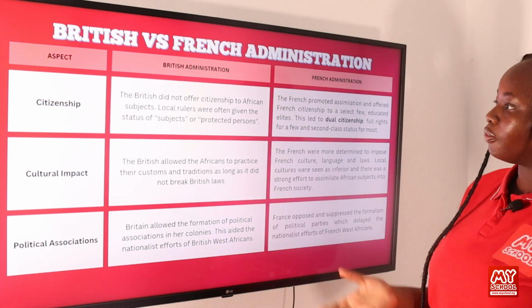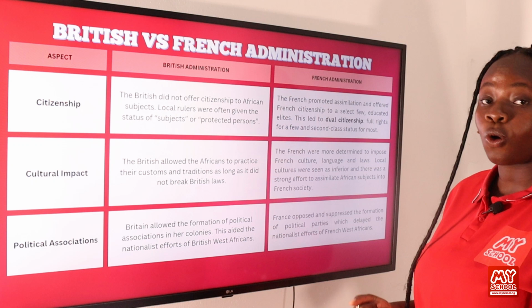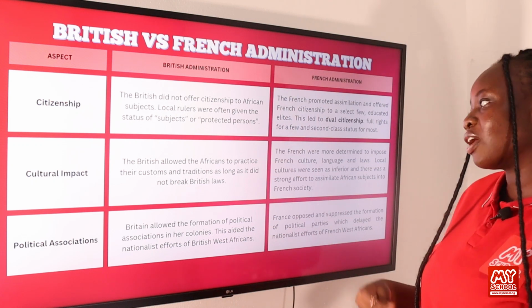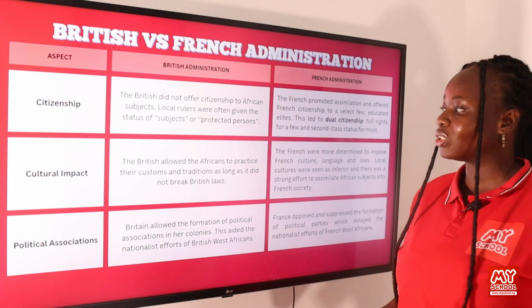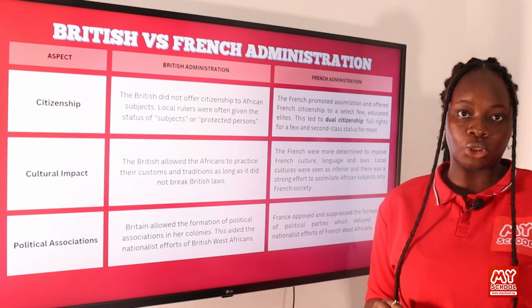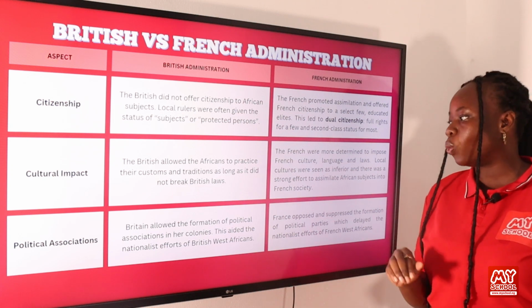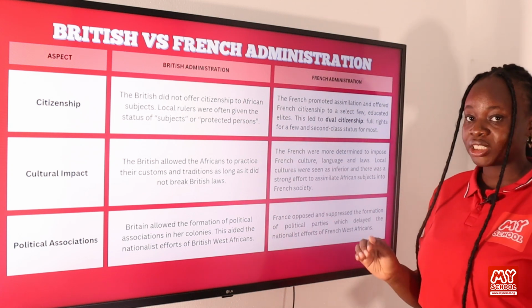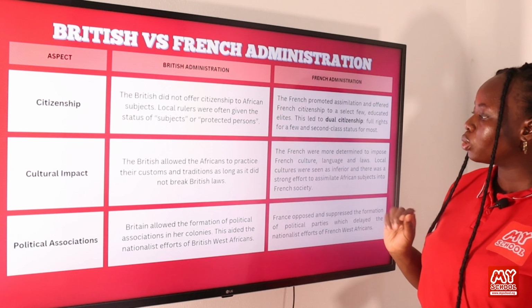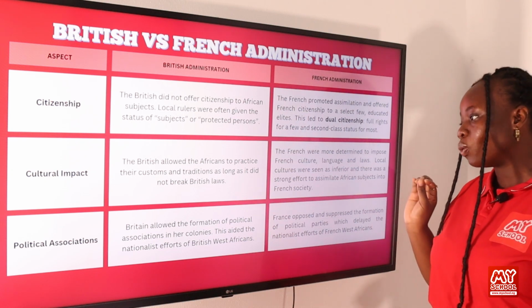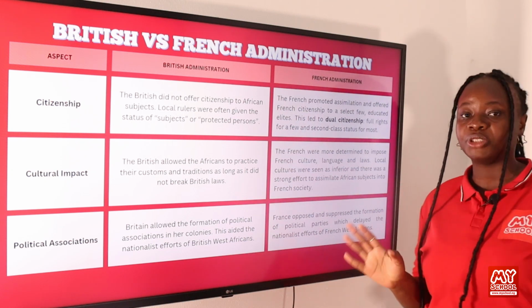So another method of differentiating between them is through their cultural impact. The British allowed the Africans to practice their customs and traditions as long as it did not break British laws. But the French were more determined to impose French culture, their language, and their laws on the French West African people. So local cultures were seen as inferior, and there was a strong effort to assimilate African subjects into the French society.